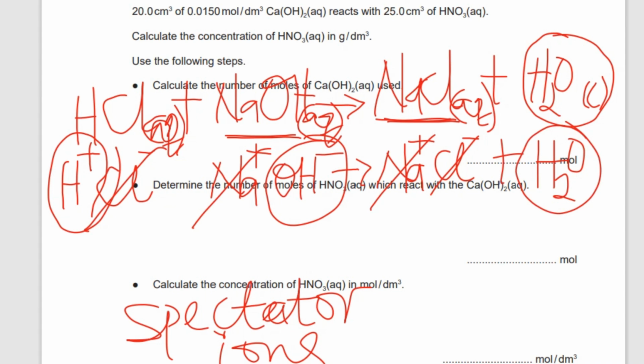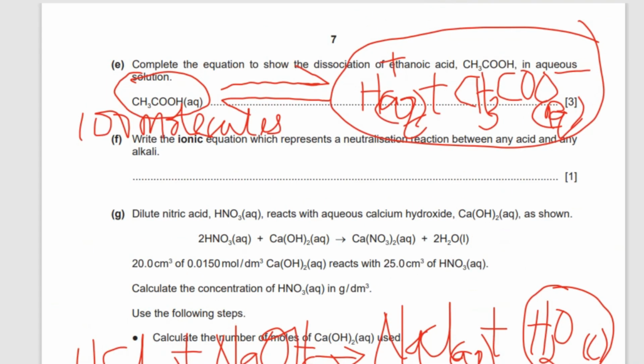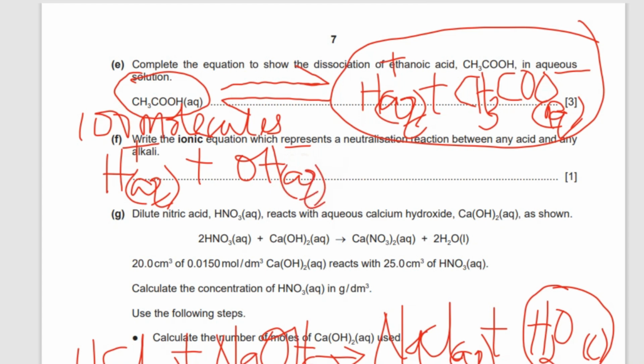Okay, so we go back here and we write the equation. We say write the ionic equation which represents a neutralization reaction between any acid and any alkali. So pick any acid, any alkali, you will have the same thing. So you are writing hydrogen ion, aq, because the hydrochloric acid is dissolved in water, and you have the OH ion, aq, because the hydroxide ion is dissolved in water, and you have the liquid water being formed.